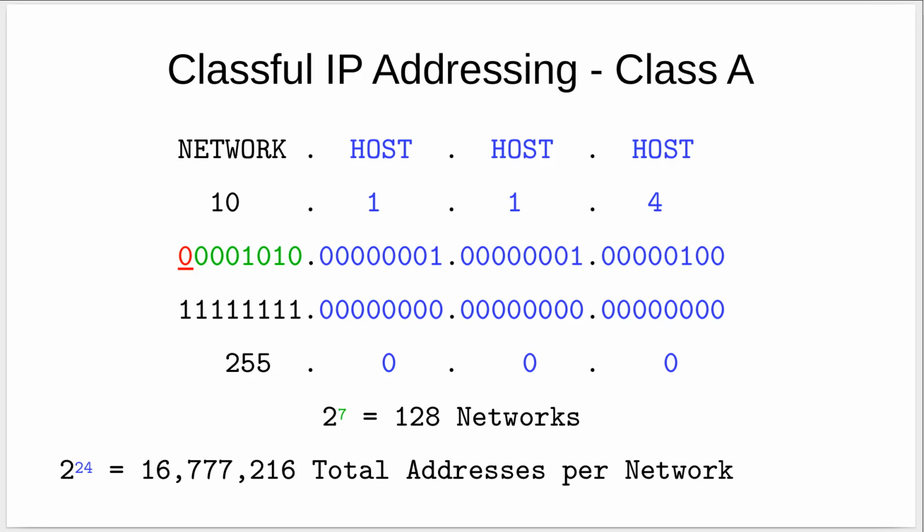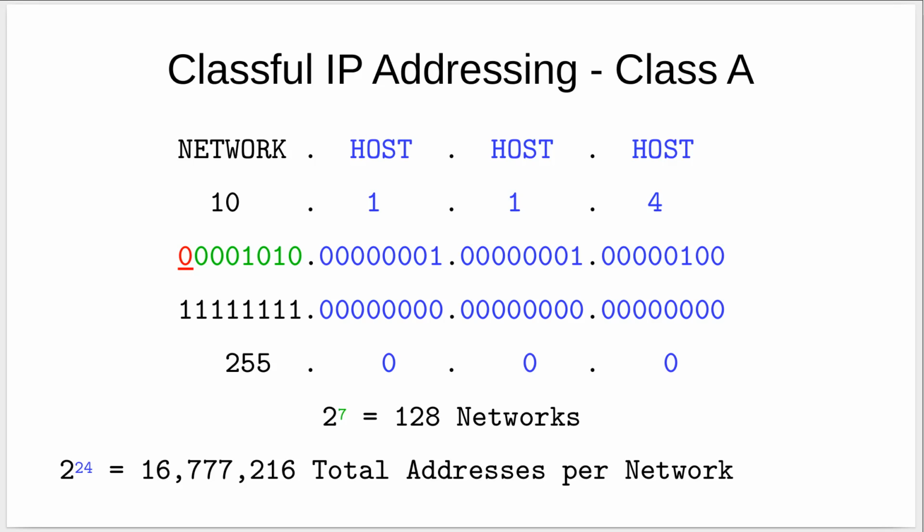Now if you have 7 bits in binary, how many combinations do you have? You have 2 raised to the power of 7, or 128 combinations. This is precisely why there are 128 Class A networks. It's clever, isn't it? And we have the remaining 3 octets set as host octets.